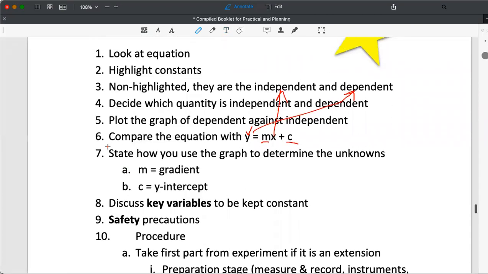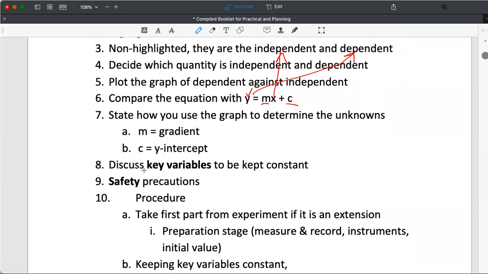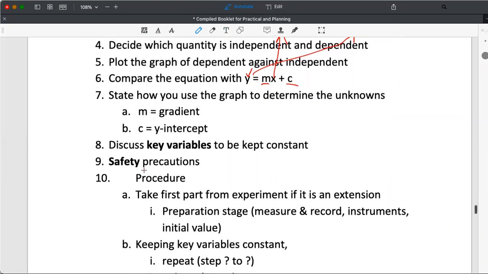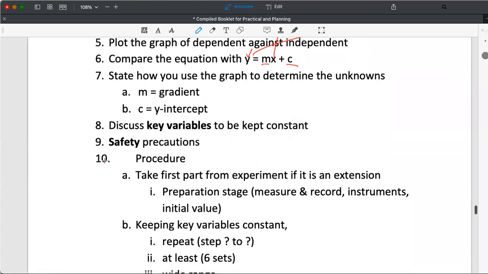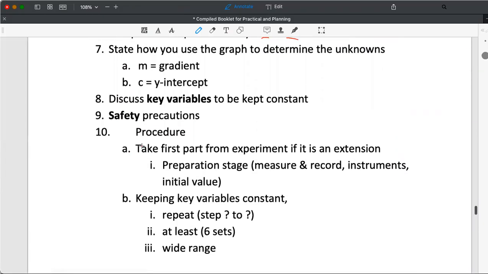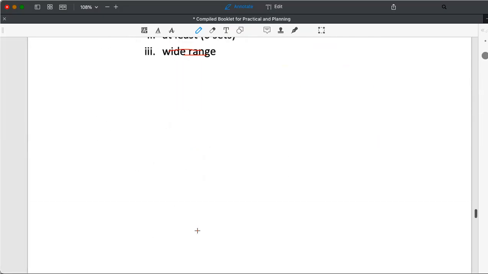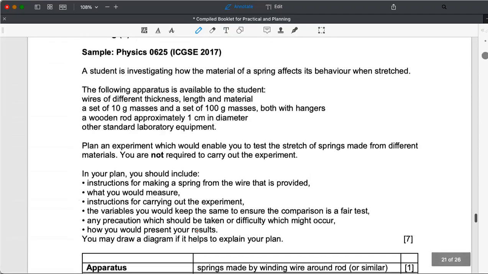So this is step 7. So 1, 2, 3, 4, 5, 6, 7. Step 8, discuss key variables to keep constant. Step 9, safety precaution, if there's any. This one is optional, okay? Then we go to number 10, procedure. Then you can start writing your procedure. You can take the first part of an experiment if it's an extension. Preparation stage, measure, record, instrument, initial value, keeping key variable constant, repeat at least 6 steps for straight line, wide range, and so on.